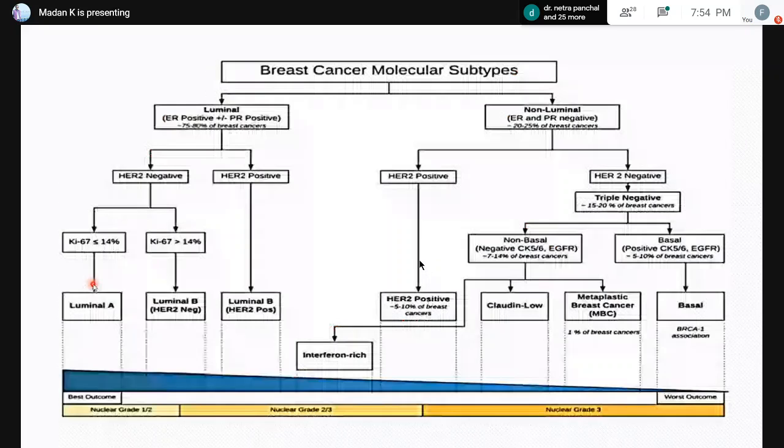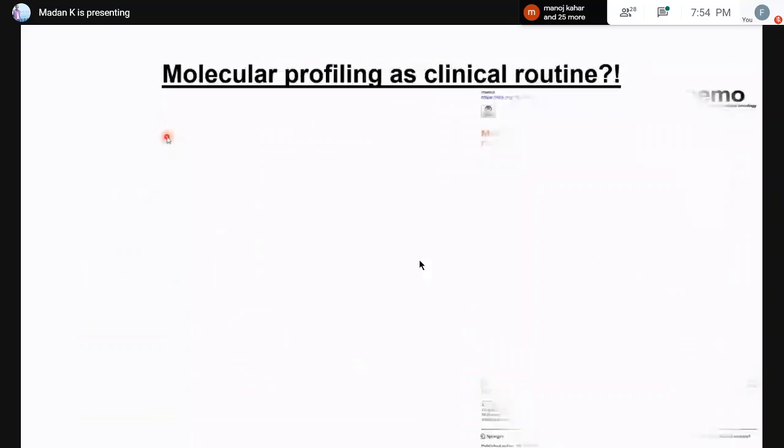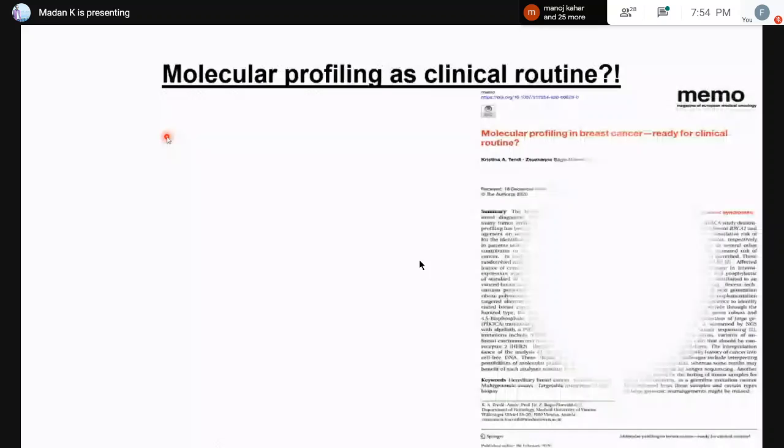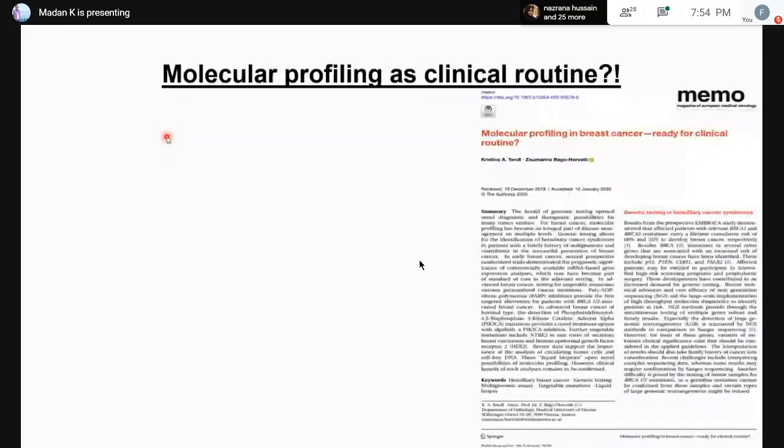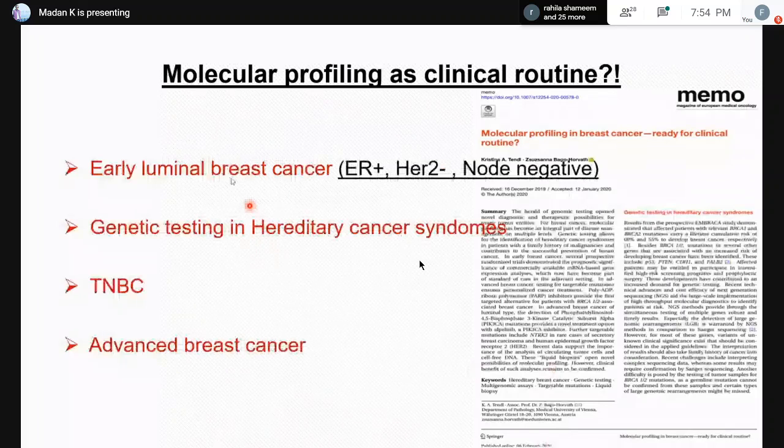So this has already been covered. So with all this molecular profiling and molecular classification, are we ready to use this in a clinical routine? This is one recent article which was published in the early 2020s. What they say is molecular profiling can be used in four ideal conditions.